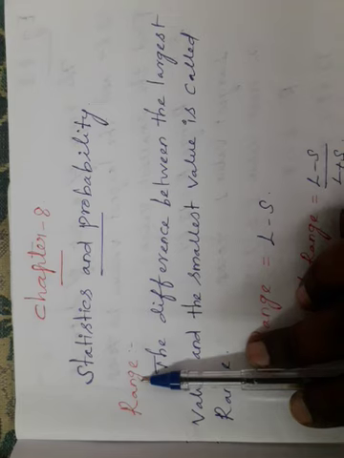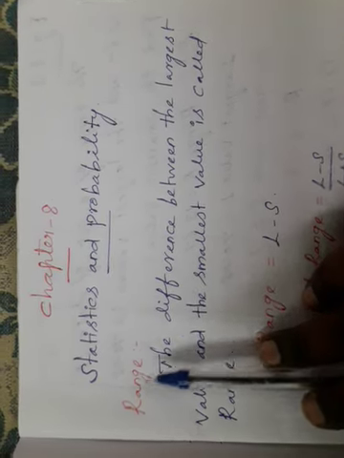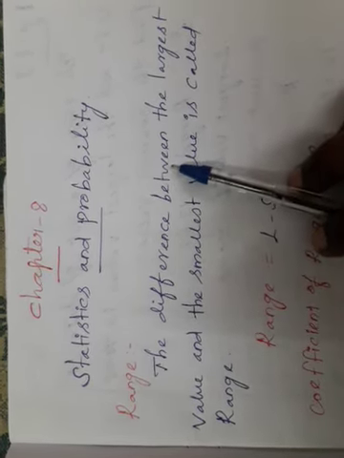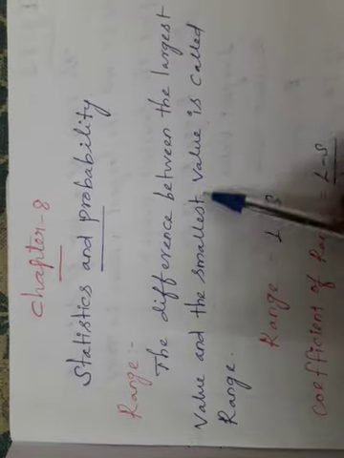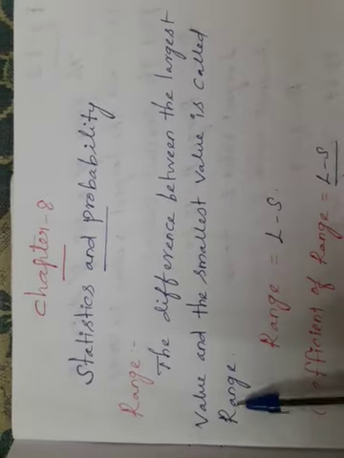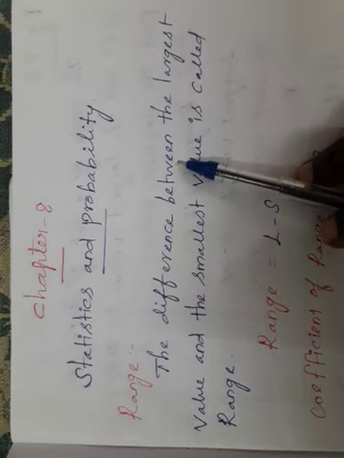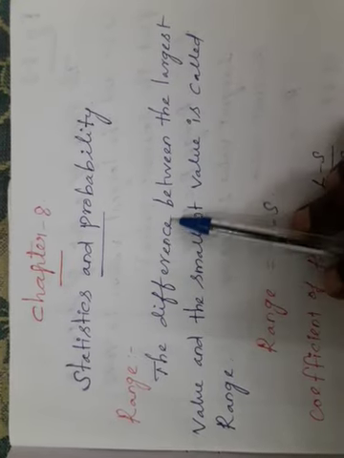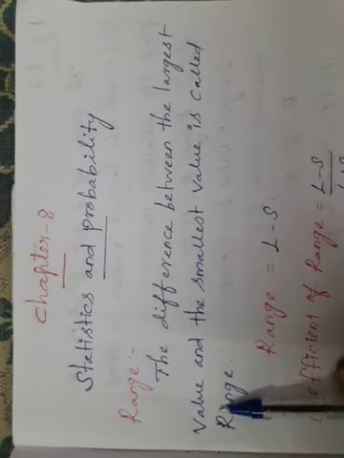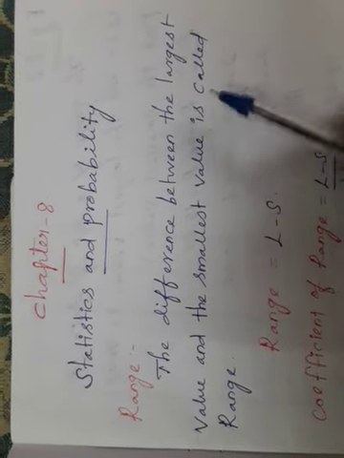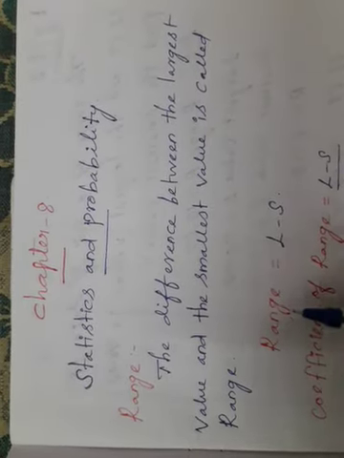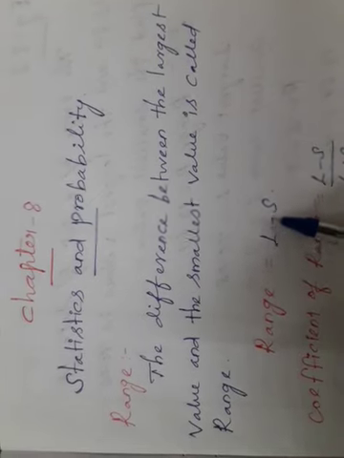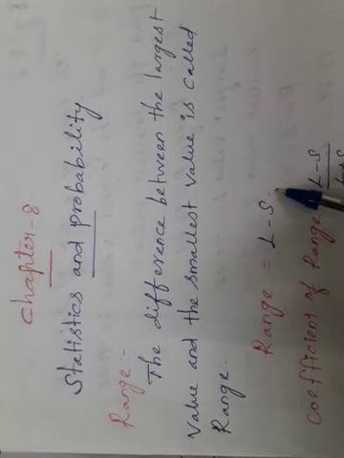Already we know the meaning of range. The difference between the largest value and the smallest value is called range. The difference means subtraction, which you already know. So what's the formula of range? Largest value minus smallest value.